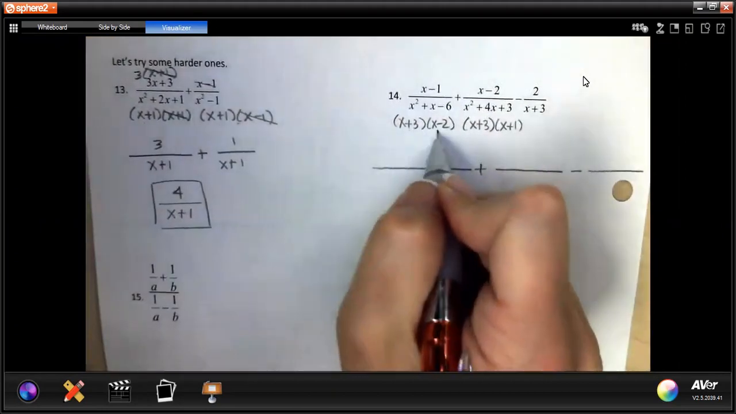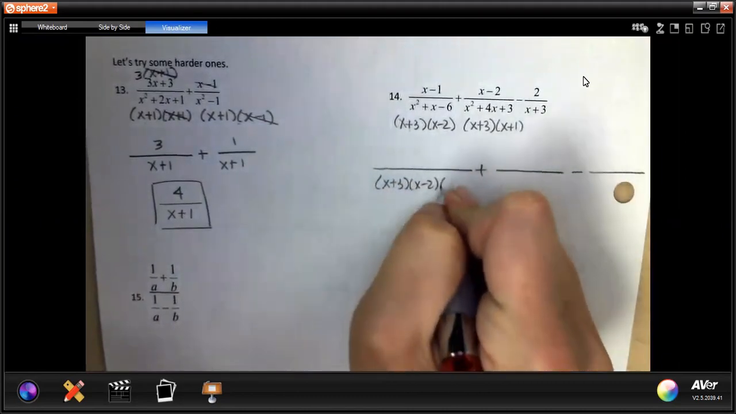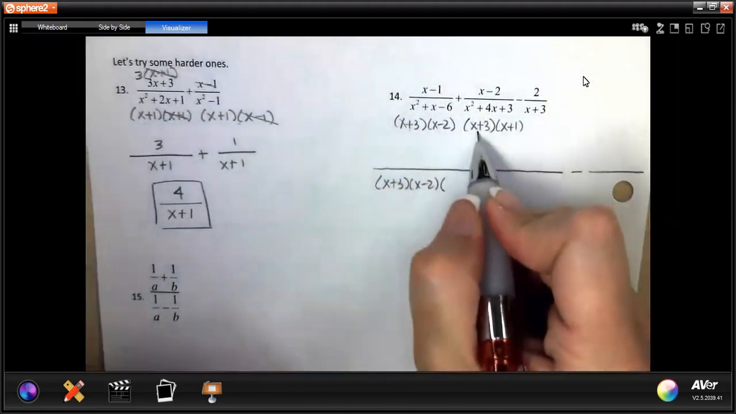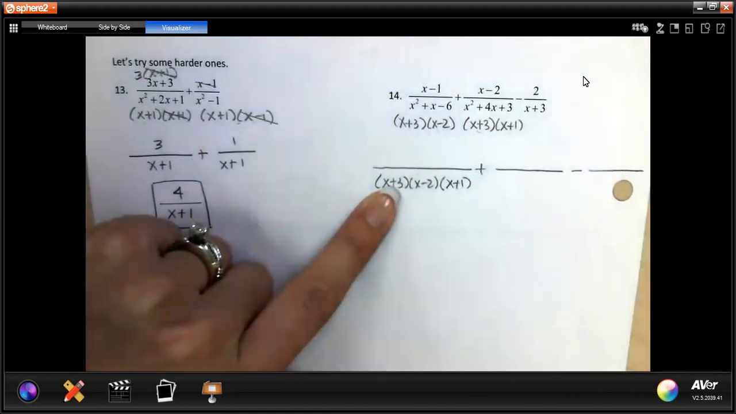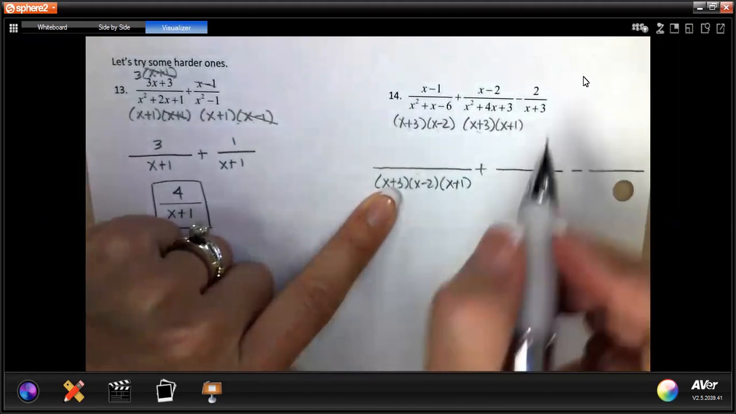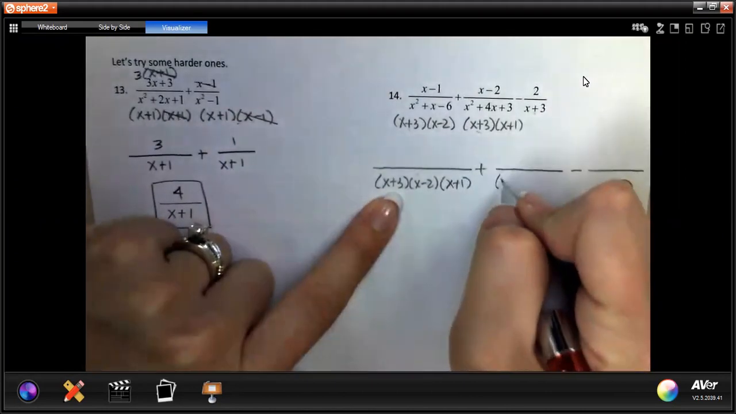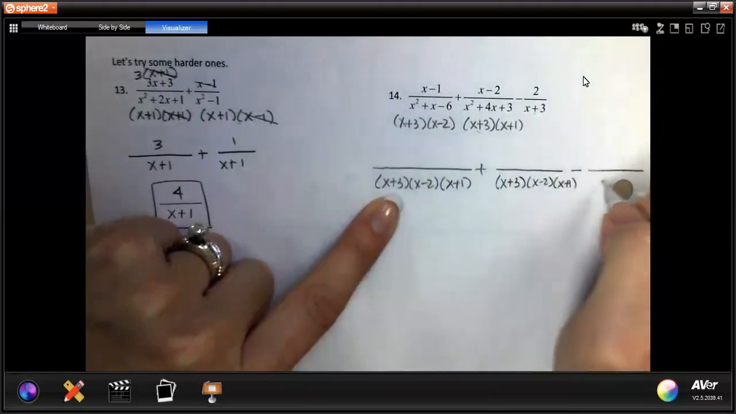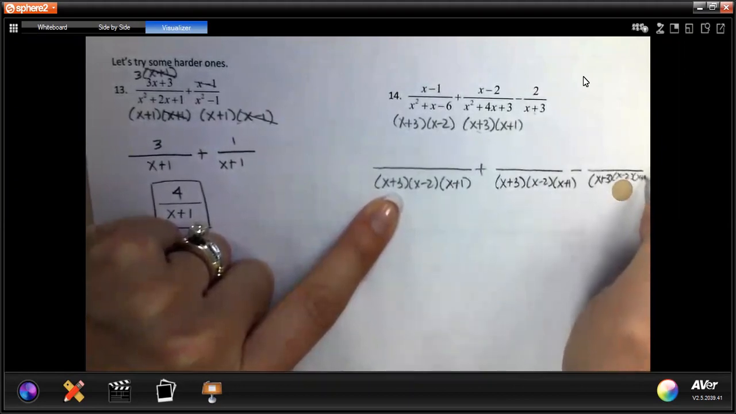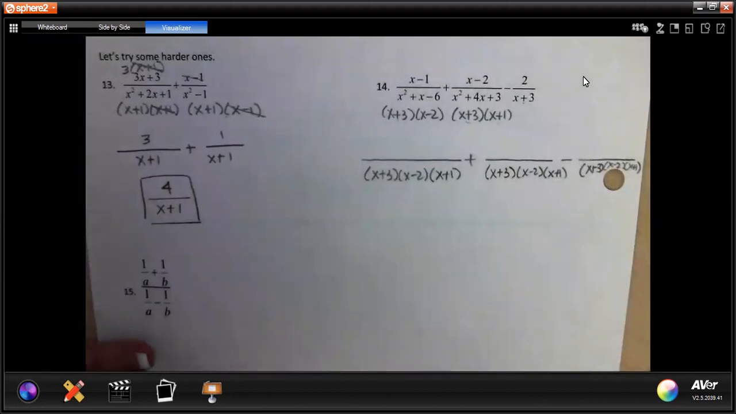So I need an x plus 3 and an x minus 2 for that first one. I need an x plus 3, which I've got, and an x plus 1, so I'm going to have to include that in my denominator there. And then I need an x plus 3, which I've already got, so I don't have to repeat that one. You really want to get that least common denominator, because if you don't, you're going to have a lot of extra work.